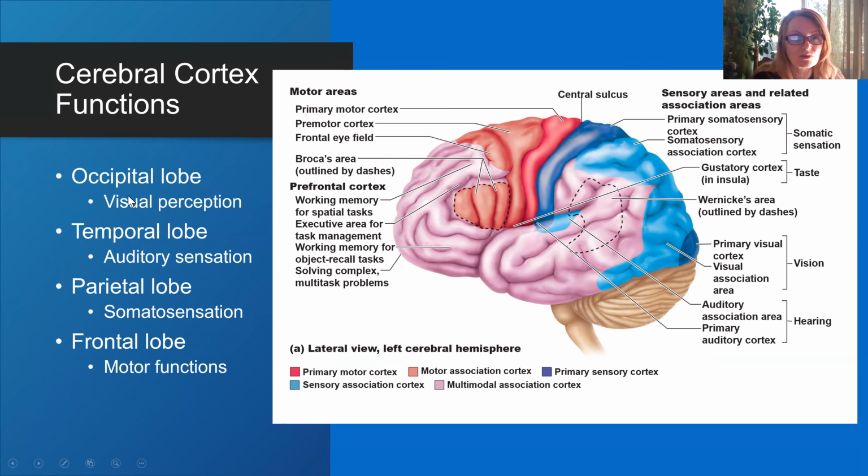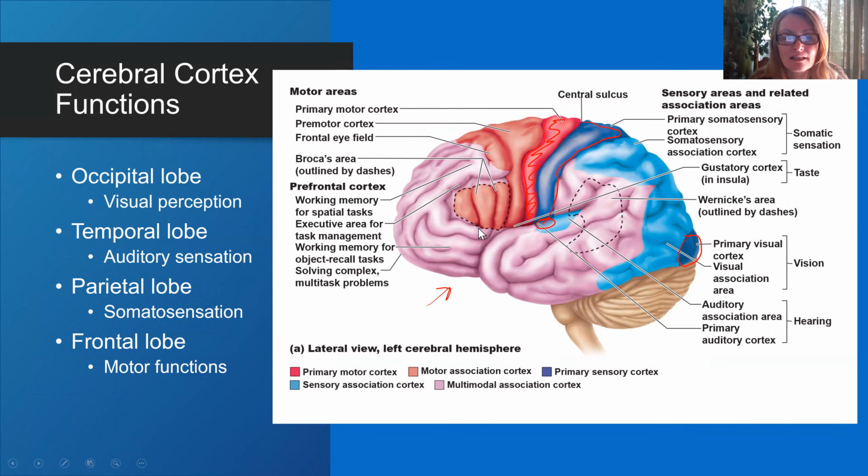But before we talk about lobes, look at this diagram here that has multiple colors. In the red color, we have the primary motor cortex, and you can see it's right here. And then in the blue color, you have the primary sensory cortex. We have primary sensory cortex here and over here.